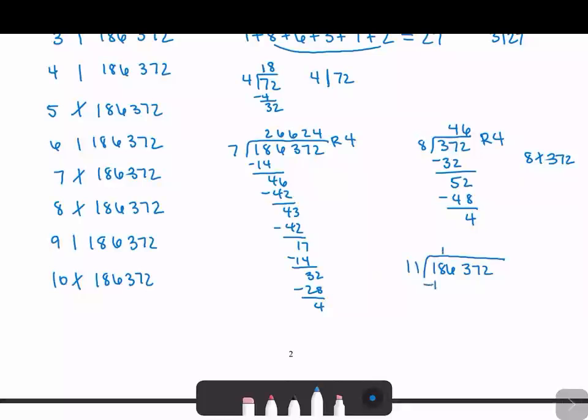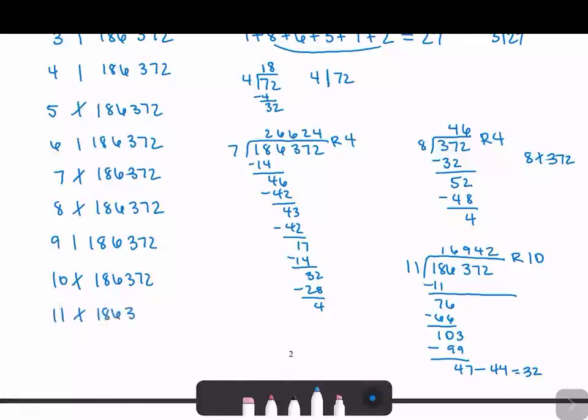11 goes into 18 once, with 7 left over. 76 goes in 6 times, with 10 left over. 103 goes in 9 times, with 4 left over. 47 is 4 times. Oof, I'll run that through here. So it's 32. So this is not going to go in evenly. This is going to be 2, remainder 10. Okay, so this does not divide. 11 does not divide 186,372, because if we divide by 11, we get a remainder.